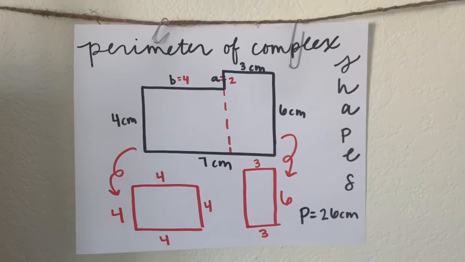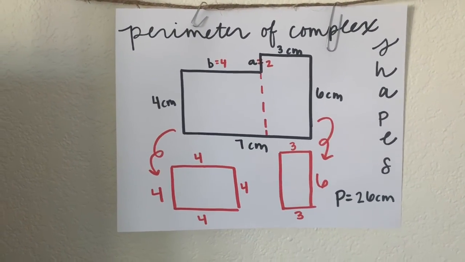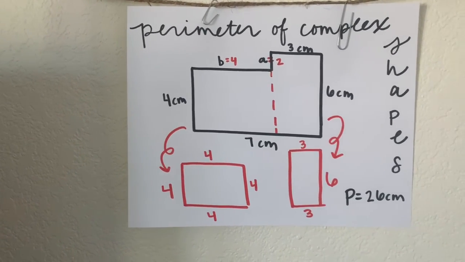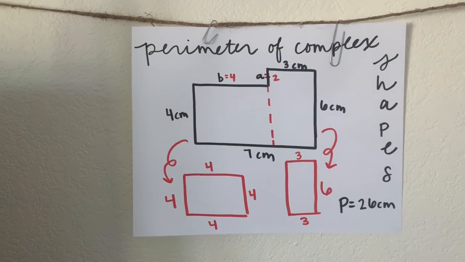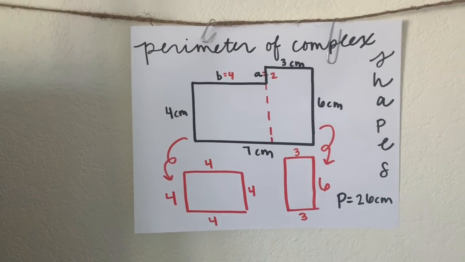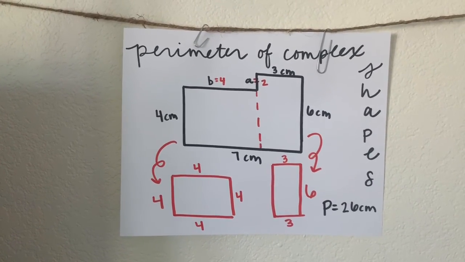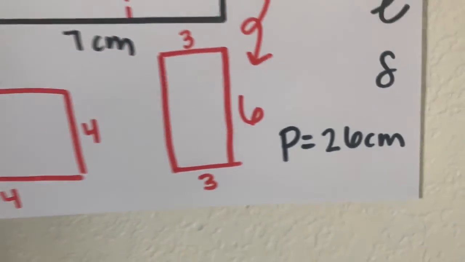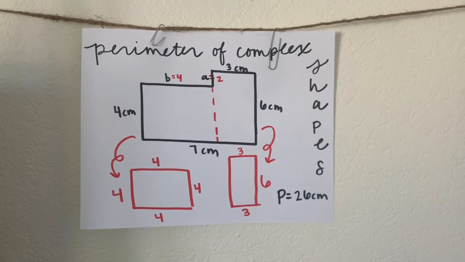Okay, I have that exact one we did on an anchor chart, except I split it up the other way. So in my first example, I split it up so I had that teeny tiny chunk at the top. This time I split it up so they're a little bit closer in size. It does not matter which way you choose to do it. We got the same answer. Perimeter of 26 centimeters.